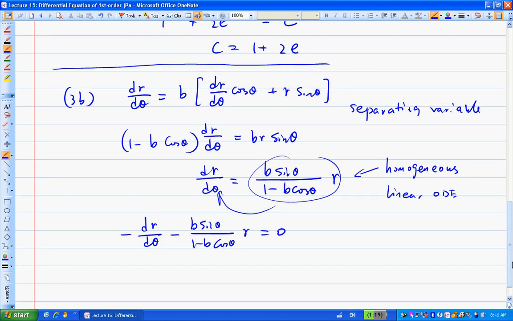Okay, that's what it looks like, right? This is exactly what kind of type is it? It's basically y prime plus p(t) y equal to 0. That kind of format, right? What do we call this? We call this homogeneous, and it's linear, right? It's linear. Okay.